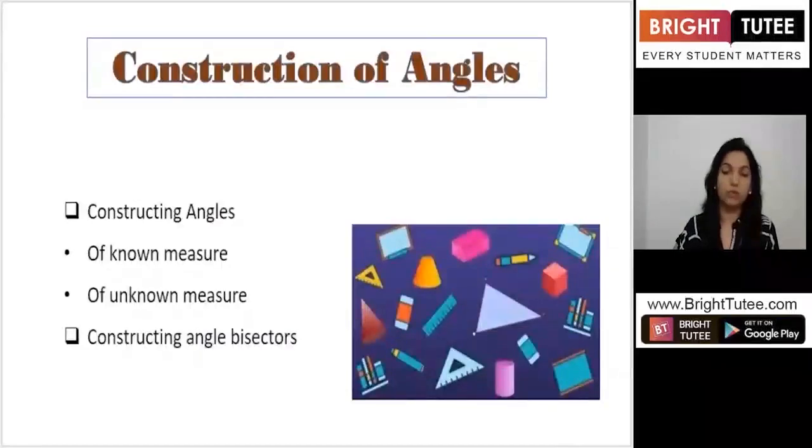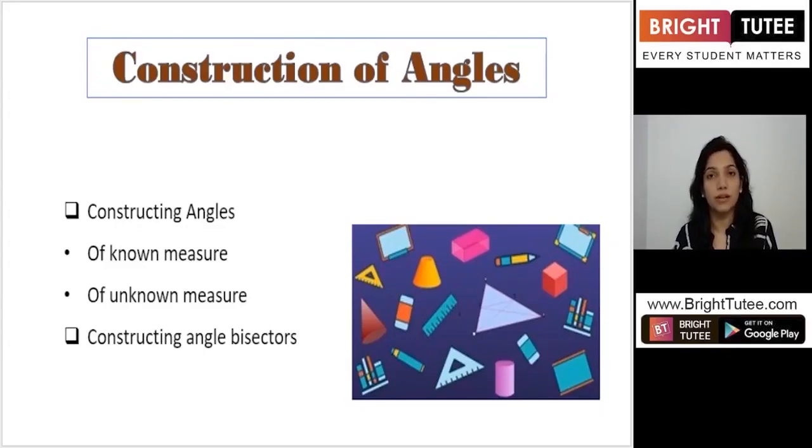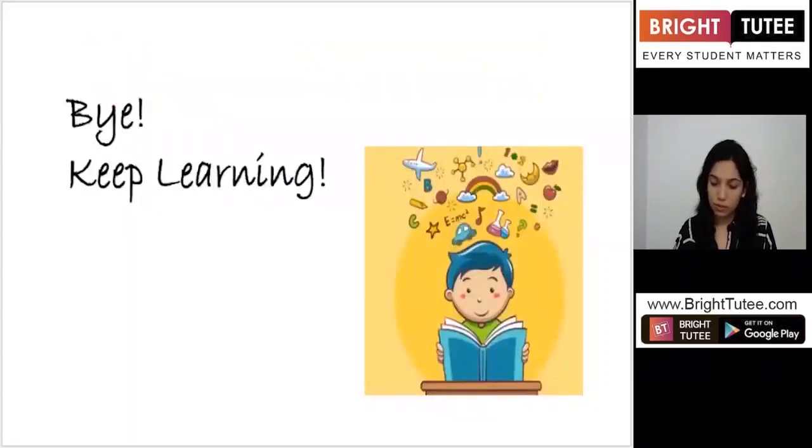So let's quickly check out what we learned. We learned how to construct angles of a known measure, so we used the protractor to do that. Then when we were given unknown angles, we made copies of angles, right? Then we constructed some angle bisectors, and also we learned about the construction of special angles: 30 degrees, 60 degrees, 90 degrees, 120 degrees, right? So with this, we have completed not only this particular lesson for today, but also the lesson of practical geometry.